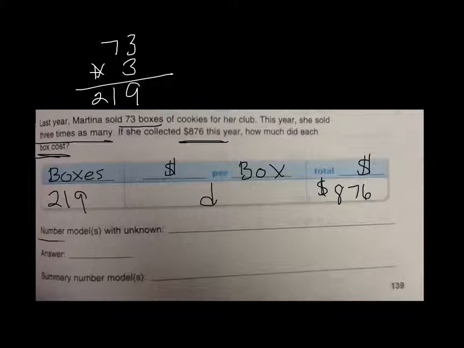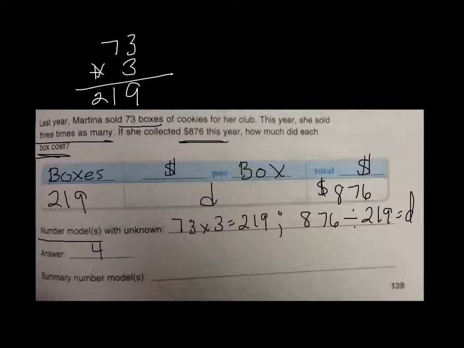Now it says number models with unknown. Well, first we did 73 times 3 equals 219. So that's the first thing. Then we can put a semicolon to show what is our second story problem we're doing. Right, we're doing 876 divided by 219 equals D. Let's go ahead and solve. You have a board right by you.